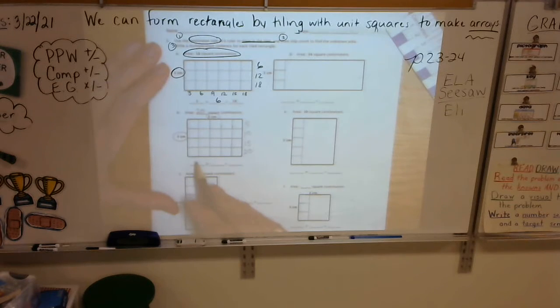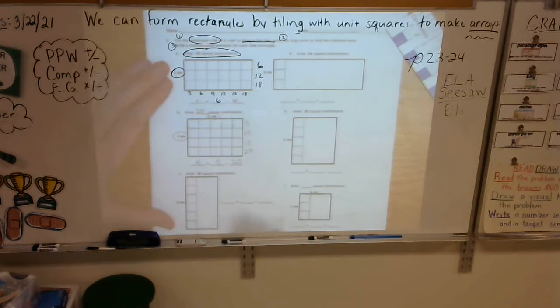Alright, and now I need to write a number sentence for this. Well, I have 1, 2, 3, 4 rows. There are 5 tiles in each row. 4 times 5 equals 20. Okay? Alright, let's go on to C.